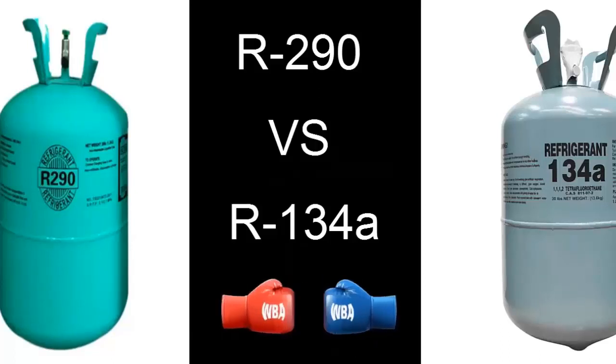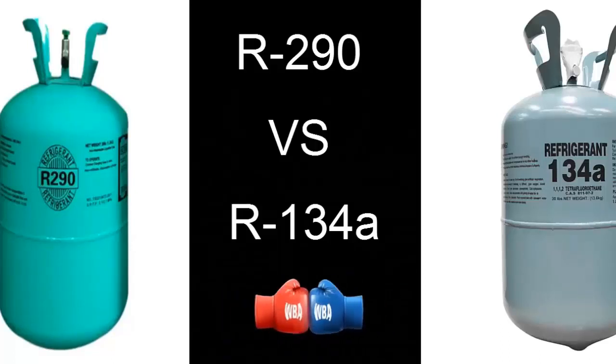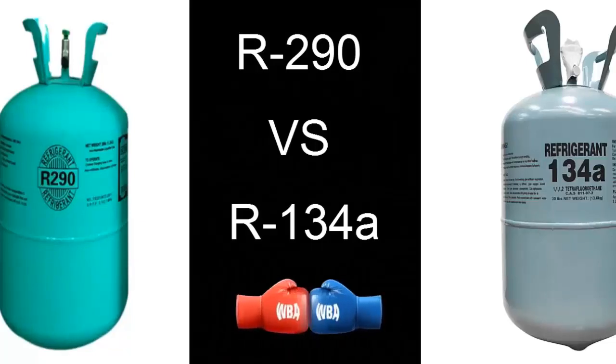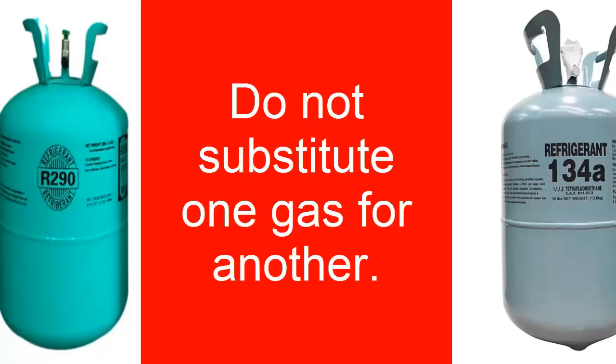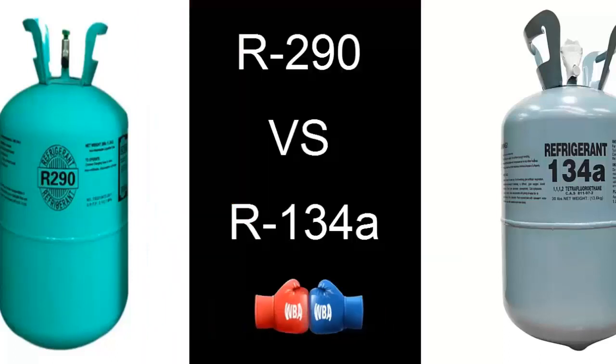R290 has demonstrated a remarkable reduction in energy consumption in refrigeration systems when compared to R134a. Furthermore, it's crucial to note that R290 and R134a are not interchangeable gases in systems that have already been in operation, unless explicitly authorized by the manufacturer. Using R290 in systems not designed for this gas can lead to instability and adversely affect the compressor's lifespan.